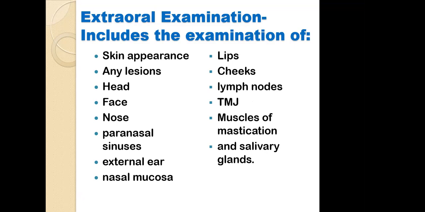So extra-oral examination, you are going to look at the skin appearance and any lesions. You are going to look at the head, the face, the nose, the paranasal sinuses, the external ear, is there pus discharge and so on. You are going to look at the nasal mucosa, does it look normal, yes, no. You are going to look at the lips, cheeks, the lymph nodes. You guys know how to assess lymph nodes. You are going to look at the TMJ, the muscles of mastication and the salivary glands.